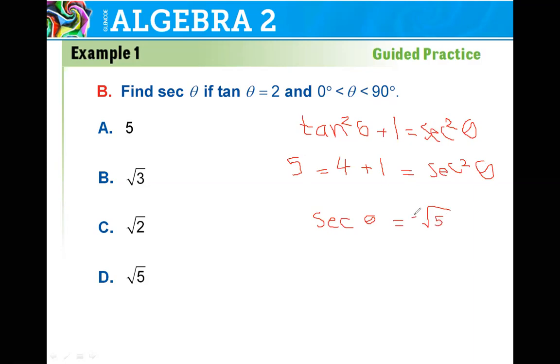And now we look at the angle and the quad. It's in the first quad. So in the first quad, all the trigonometric functions are positive. So sec theta will be only root 5, which is letter what, Hussein? Letter D. Yes, it's letter D. So the answer is letter D.